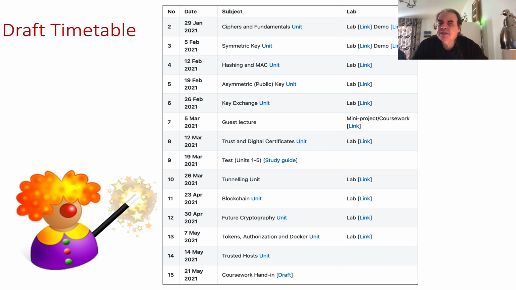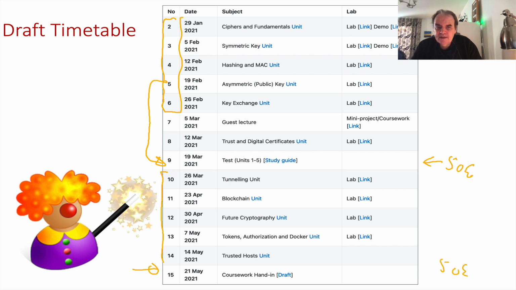In terms of the timetable, we'll go through each of the main units, and then these units will feed into the first test. Along with this, we'll start to work on the coursework after the first test, and the coursework submission happens in week 15. Okay, so week 9, 50% test here, and then in week 15 we have a coursework, again worth 50%.